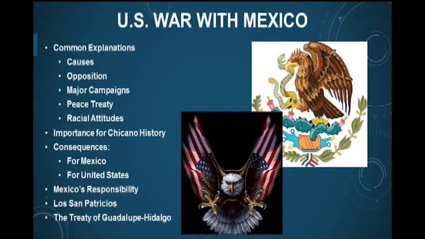Take a look at the causes for the war. Try to understand the opposition in the United States to the war. I will address some major campaigns, so as to appreciate some of the campaigns. And then we'll take a look at the peace treaty, known as the Treaty of Guadalupe Hidalgo, but we'll understand the peace treaty and how it came about, and then the racial attitudes that prevailed in this war.